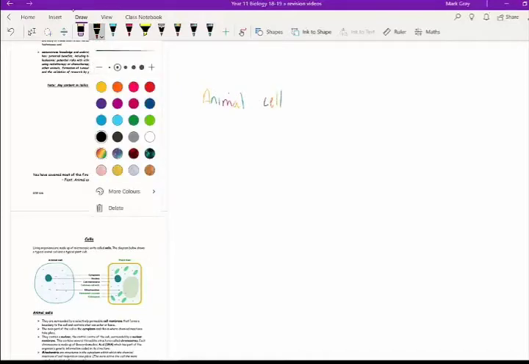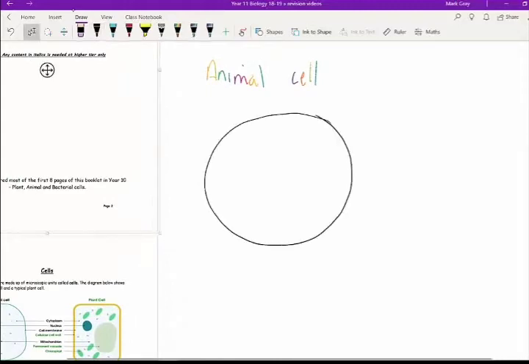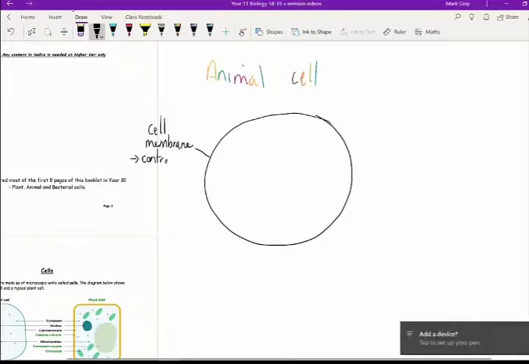Now, for this, here's the main things you need to know. You need to know that around the outside there is a cell membrane, and its main job is to control what goes in and out of the cell. So it's like a barrier, and it controls what can get in and out. Not everything can get in and out, and it is up to the cell membrane to choose what comes in and out.